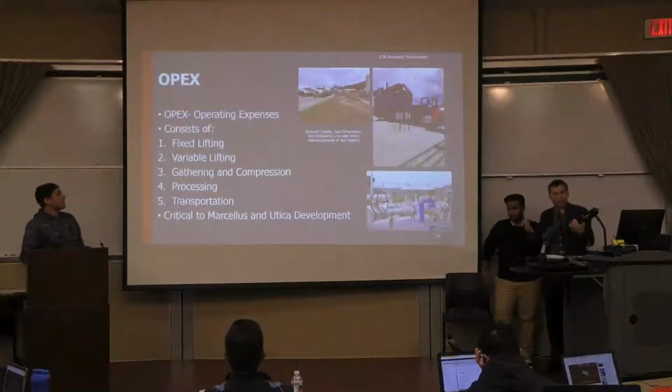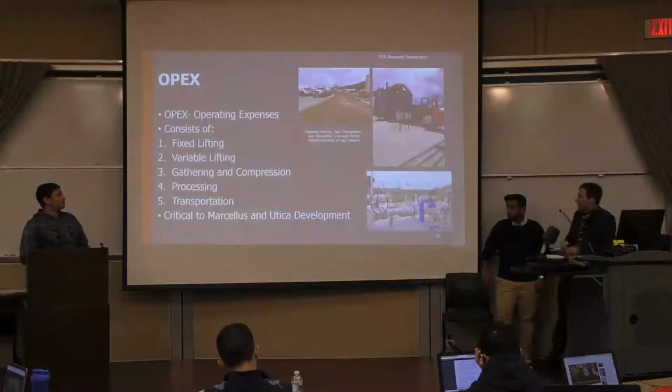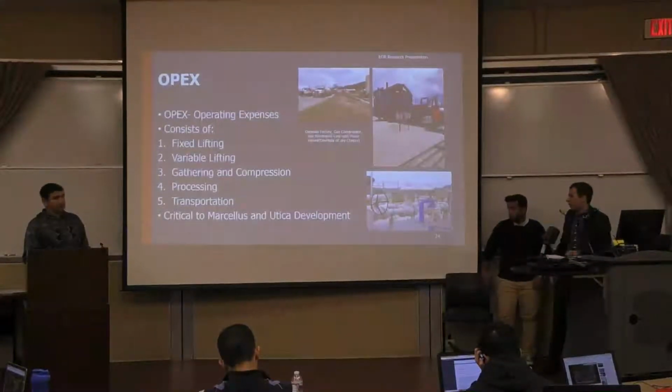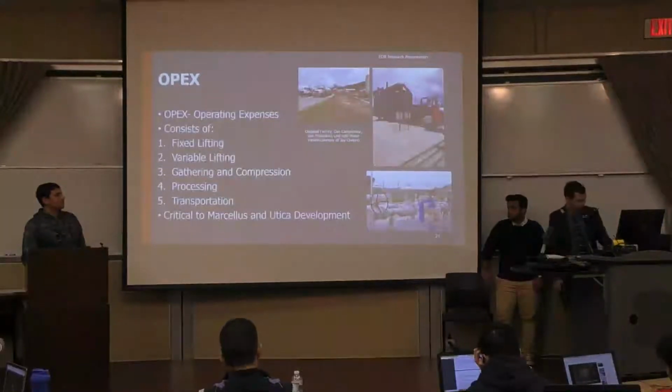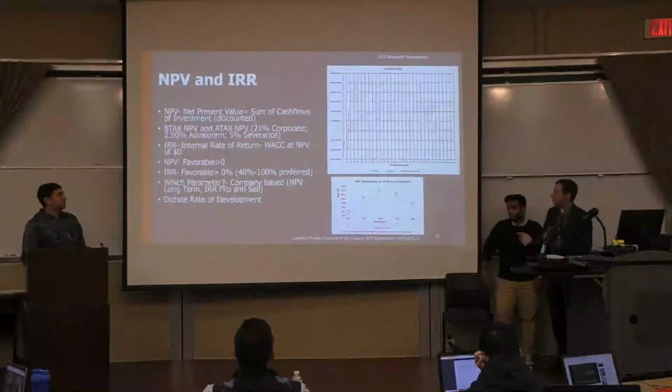If your line pressures are too low, you're going to have to compress your hydrocarbons to get them up to line pressure. Processing: if your gas is extremely rich, you're going to have to pay costs to break it down into profitable hydrocarbons. And then transportation for your interstate transport. Once we do all that, we can essentially figure out our NPVs and IRRs.